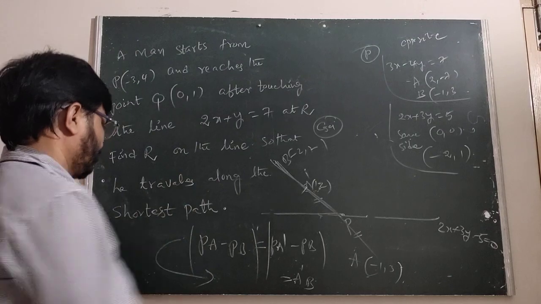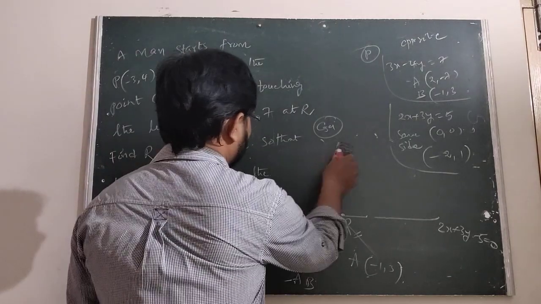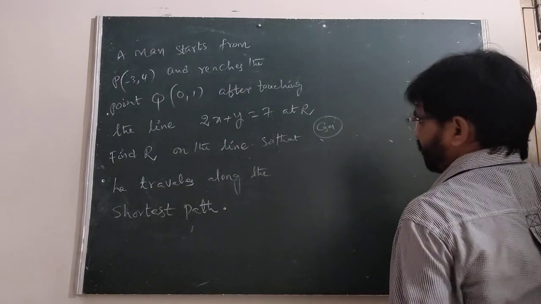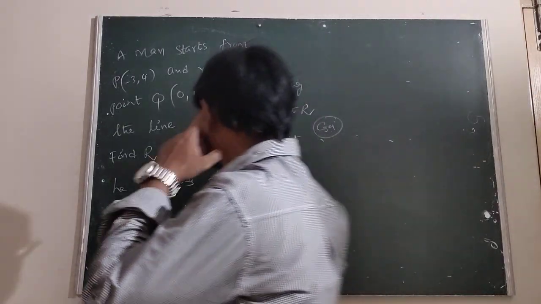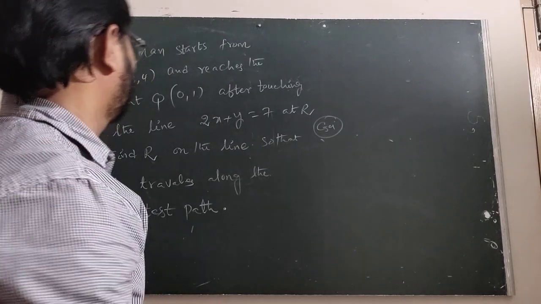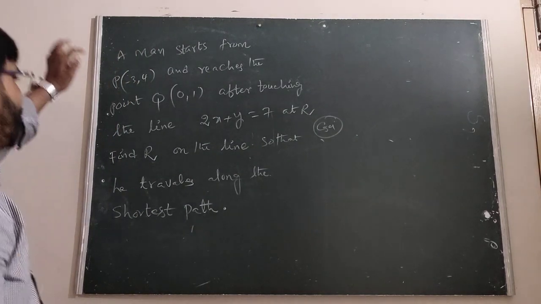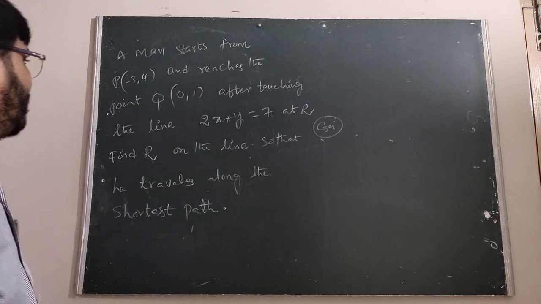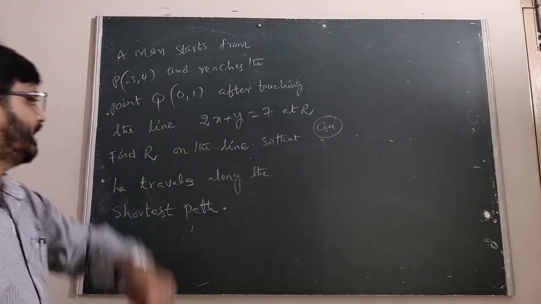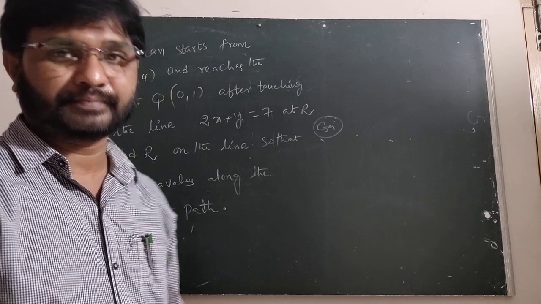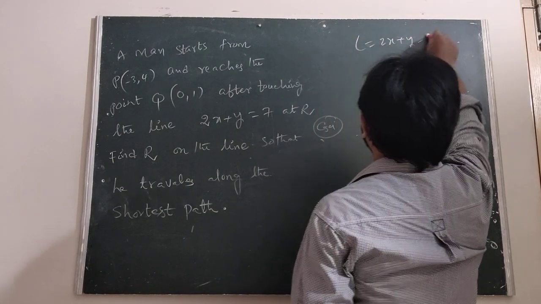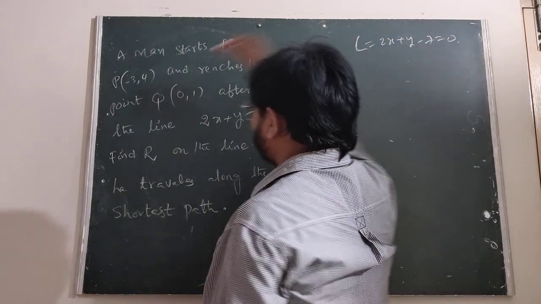Now we are going to the given question. To solve this type of question, four concepts are there. A man starts from minus 3, 4 and reaches the point Q (0, 1) after touching the line 2x plus y equal to 7 at R. Therefore we take the line 2x plus y minus 7 equal to 0.